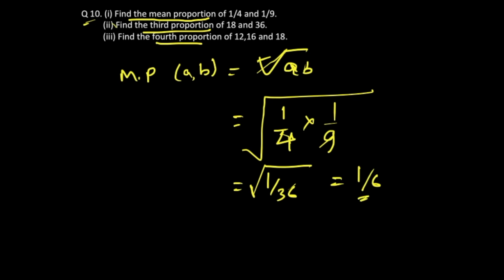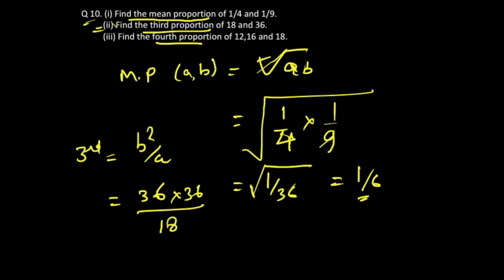And in the second part, he is talking about the third proportion. The third proportion is nothing but b square by a. For two numbers a and b, the third proportion can be written as b square by a. Here b is 36 into 36, and the first number a is 18. So b square by a would be 36 into 36 by 18. You will cancel this, and you'll get 72. So the third proportion is 72.